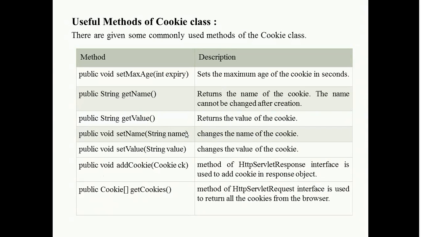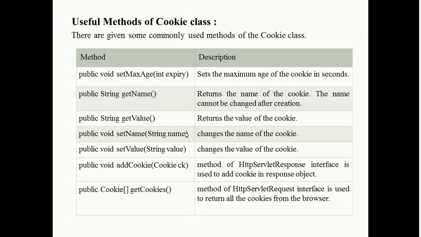Next, see the useful methods of the Cookie class. First method is public void setMaxAge having argument int expiry. This method sets the maximum age of the cookie in seconds. Second method is public String getName. This method returns the name of the cookie, and the name cannot be changed after creation.